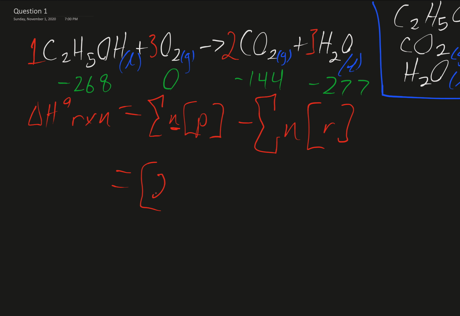So in this case, we're going to be multiplying 2, right? Because we have 2 moles of carbon dioxide times the negative 144 that we have as the enthalpy change of carbon dioxide, and that's going to be the sum of the products, right? So we want to add that to the enthalpy change in water. And so in this case, we see that we have 3 moles of water, and that's going to be that times the heat of formation of water, which is negative 277. Right? And so this is going to be the total heat of formation of the product side.